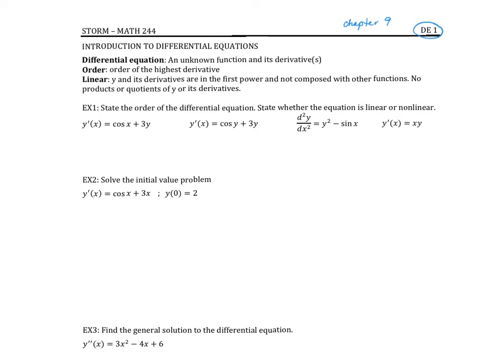So let's look at what a differential equation is. When we talk about a differential equation, it's just an unknown function and its derivatives. Since the function is unknown, when you solve a differential equation, you're finding your unknown function. And since this equation has derivatives in it, typically the way that we get rid of a derivative is by integration.